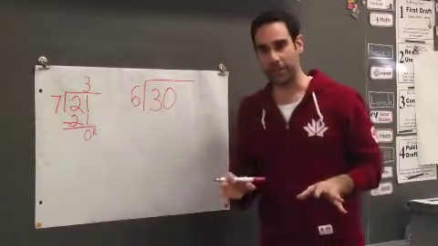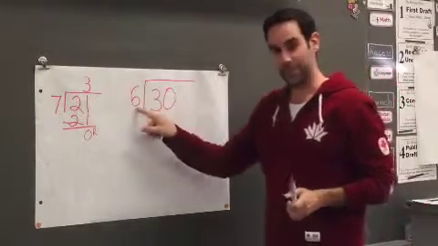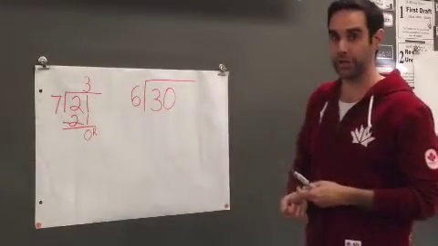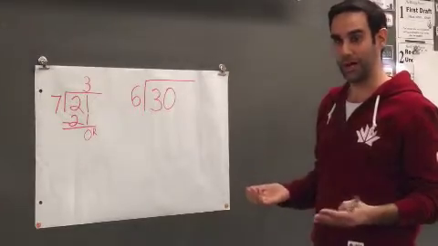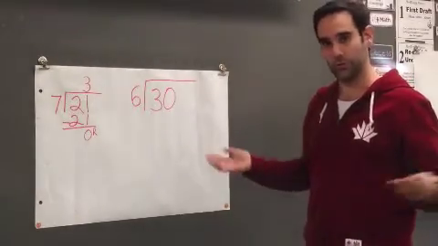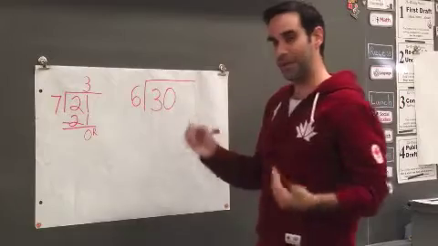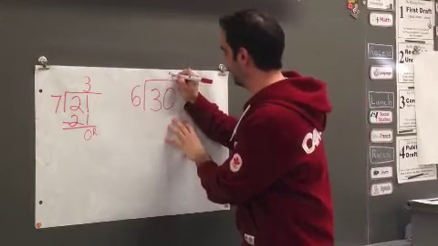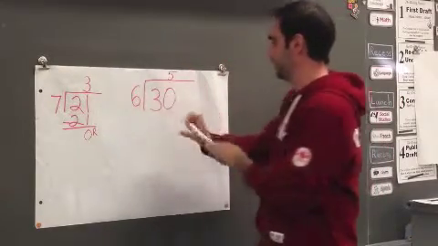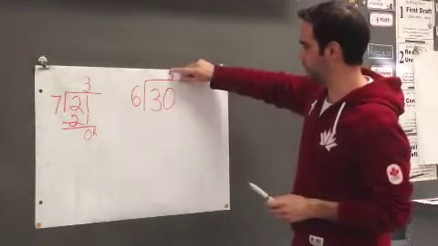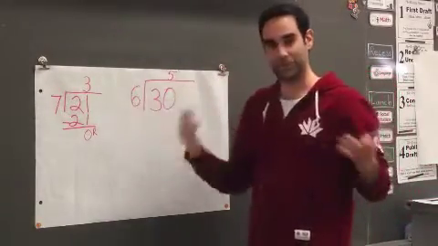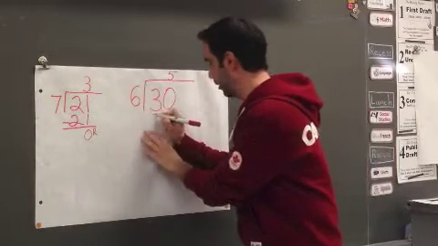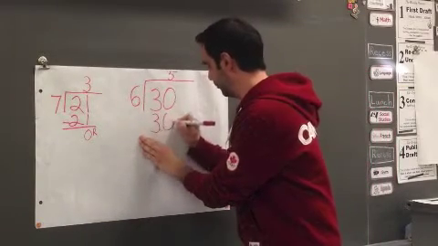Now I need to stop and think. What in the 6 times table will get me close to 30 without going over? Well, let's think. 6 times 5 equals 30. So I'm going to put the 5 over top, right here. Since I used the whole number 30, I'm going to make sure that the 5 is over top of the 0. So now I go 5 times 6 gives me 30, so I'm going to put the 30 down below.